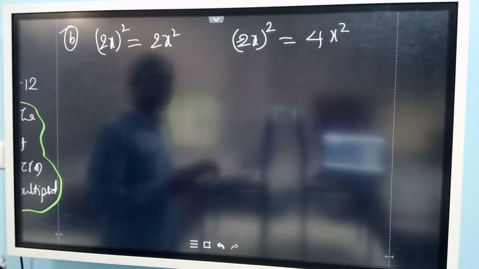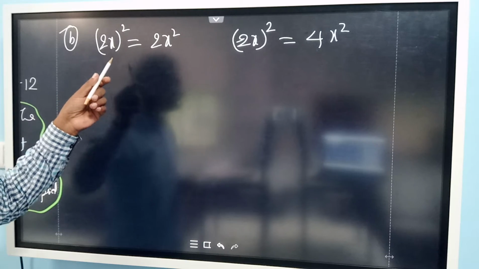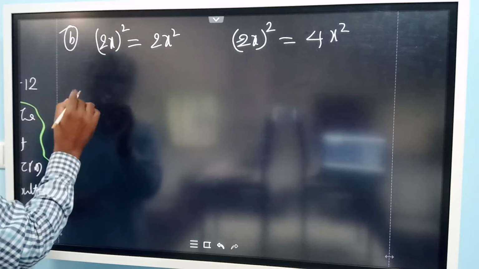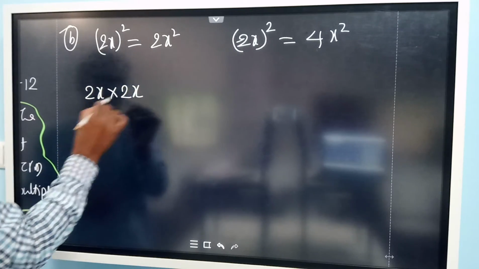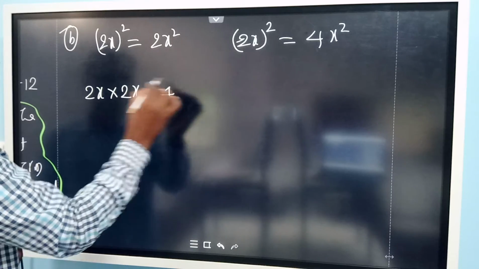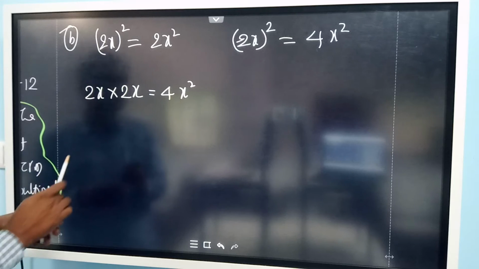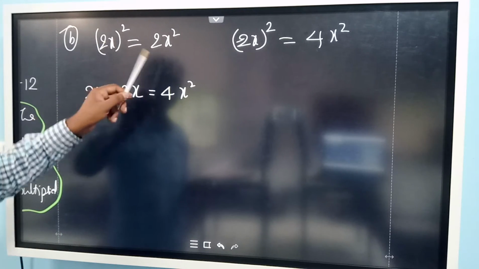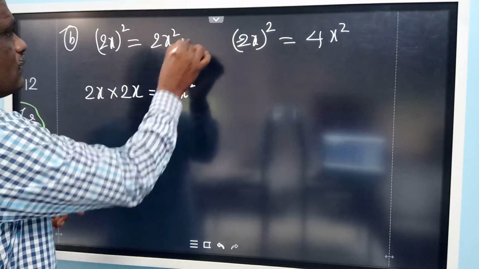Sir, 2x whole squared is equal to 4x squared is correct. So what is the error here? 2x whole squared means this square is for both. So 2x whole squared means you have to write 2x into 2x. So the answer is 2 twos are 4, x into x, x to the power 2. So you are applying the square to both the terms inside the bracket, 2 as well as x. Here you have multiplied only x into x, not 2 into 2. So therefore this is wrong.